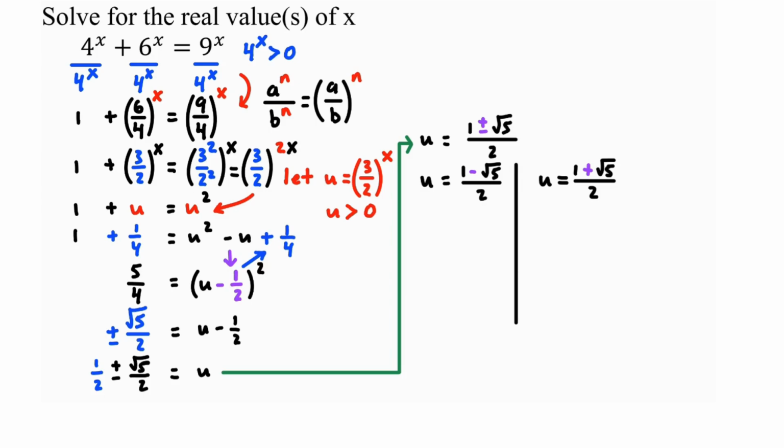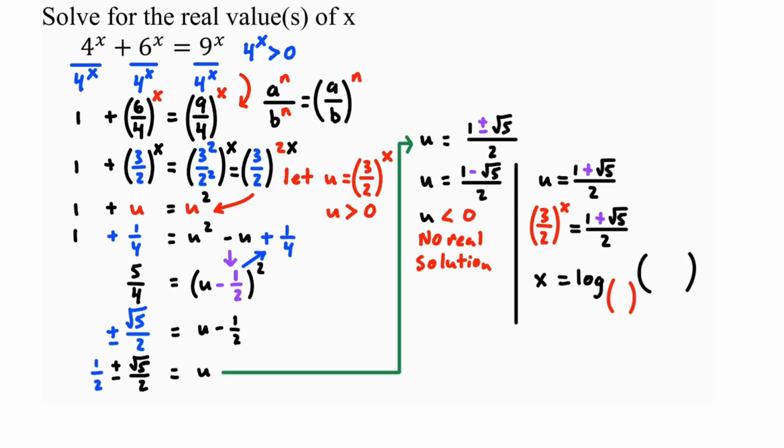For the 1 minus root 5 over 2, we notice that 1 minus root 5 is a negative number, so therefore we have u is less than 0. But since we said that u must be greater than 0, this yields no real solution. For u equals 1 plus root 5 over 2, that's going to be a positive number. So u was 3 over 2, the whole thing to the power x, so we'll substitute it back in. And now we're solving for this exponent. To solve for an exponent, we'll use log. So the exponent x is equal to log base 3/2 of 1 plus root 5 over 2. And that is our solution to this exponential problem.